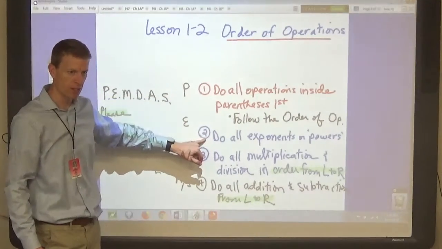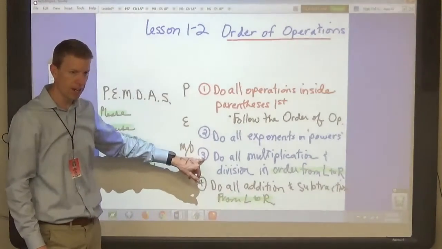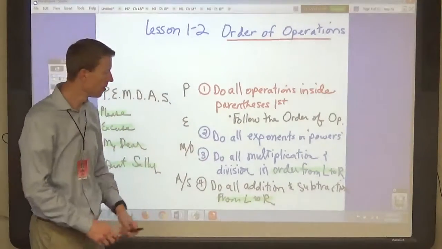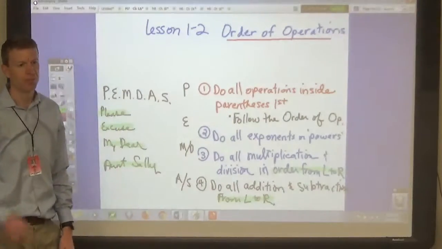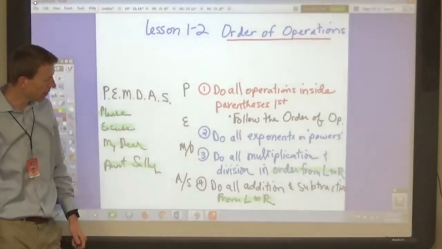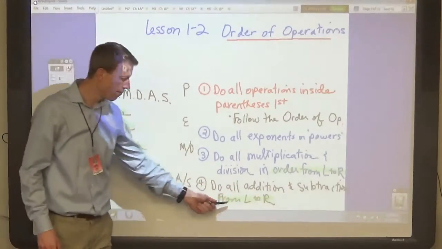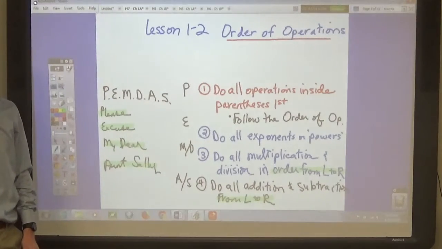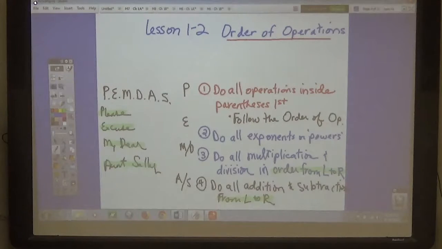Do all exponents. Complete all the exponents before you multiply or divide. Then do all the multiplication and division in order from L to R. What does L to R mean? Bethany? Left to right, yep. And then do all addition and subtraction in order from left to right. You understand? Okay, good. Let's go through some examples.